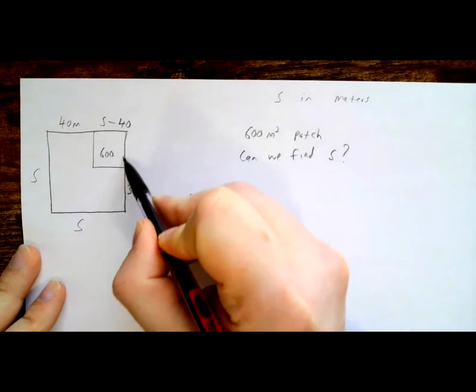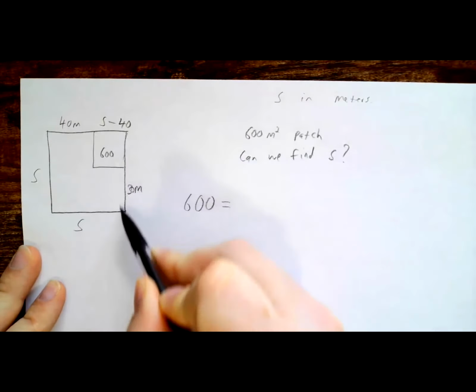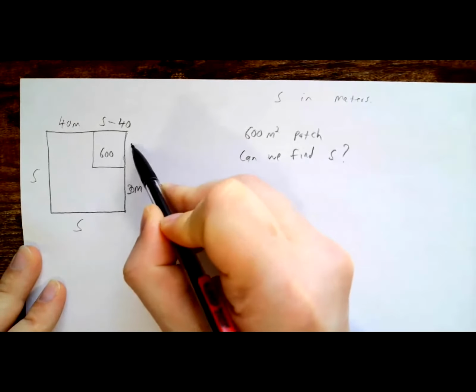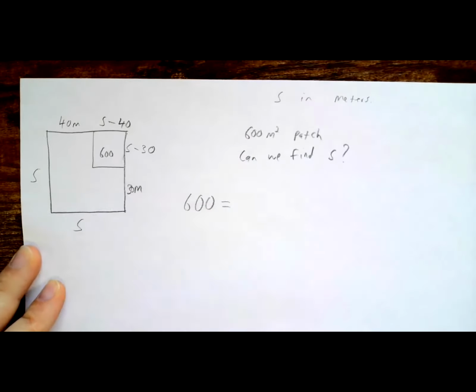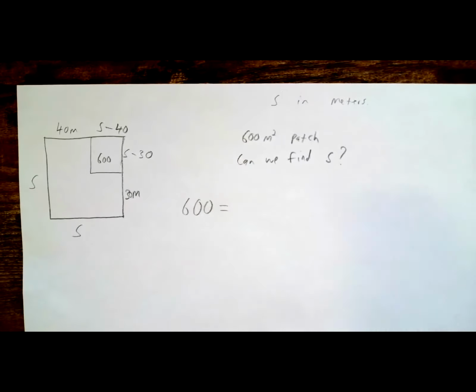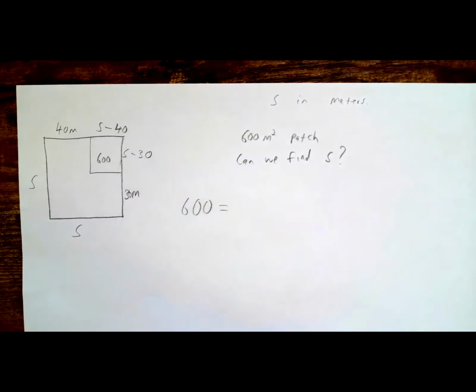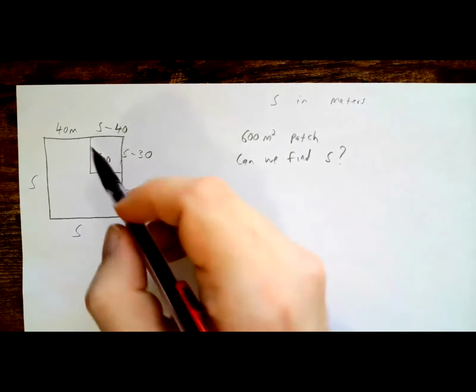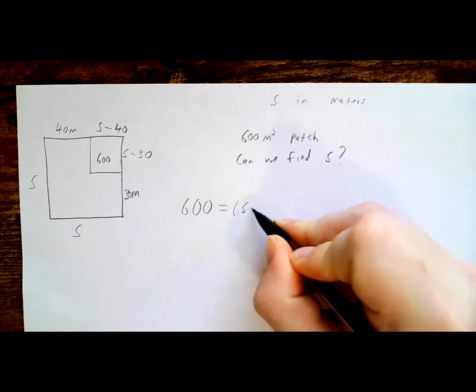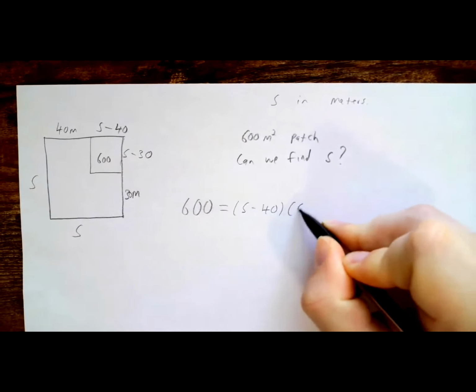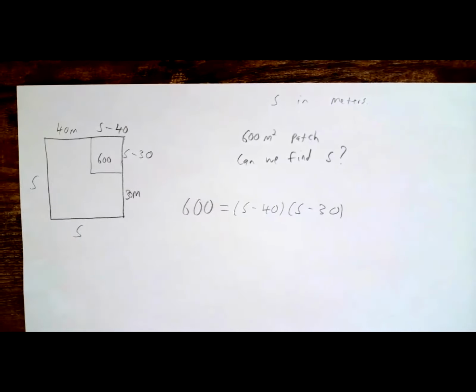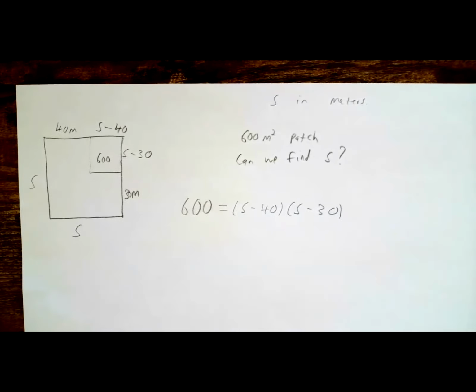On the other hand, what's this length? If the total side is S, then this length must be S minus 30. Because again, 30 plus this length has to add up to S. So length times width is going to give me S minus 40 times S minus 30. So now we've got an equation for S, and we can think about how we can find S.